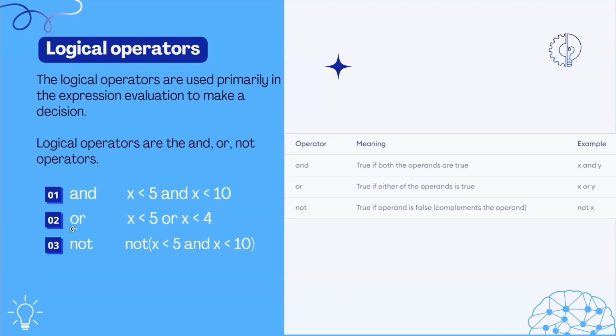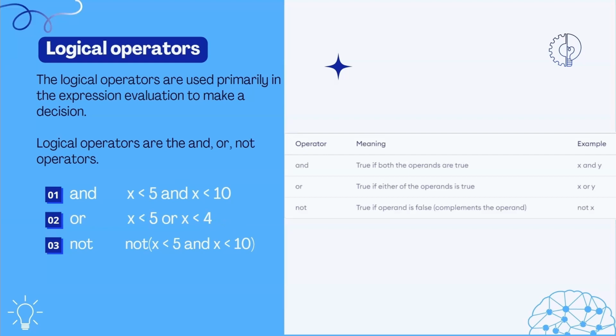Now coming to the OR operator. In this, x is smaller than 5 or x is smaller than 4. These are two expressions, and if any one of these expressions is true, then the result will be true. And the result only returns false if both these expressions are false.